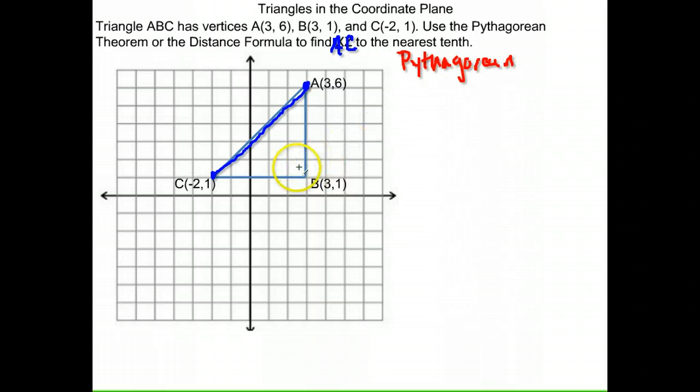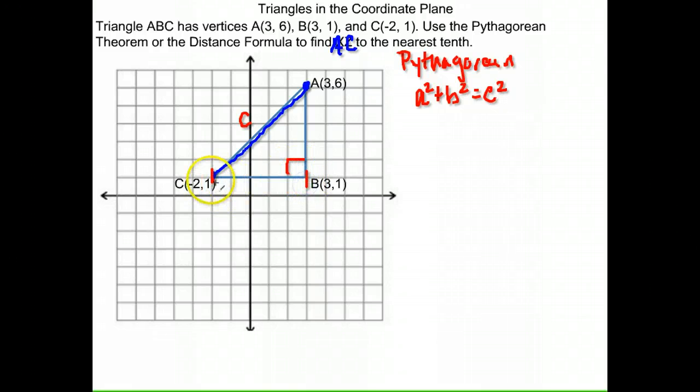Pythagorean theorem can be used anytime you have a right triangle, and we do have a right triangle here. Remember it's a squared plus b squared equals c squared. A and B are the legs, C is always the hypotenuse. So C is our length here that we're trying to find. A and B we can find just by counting on the grid.